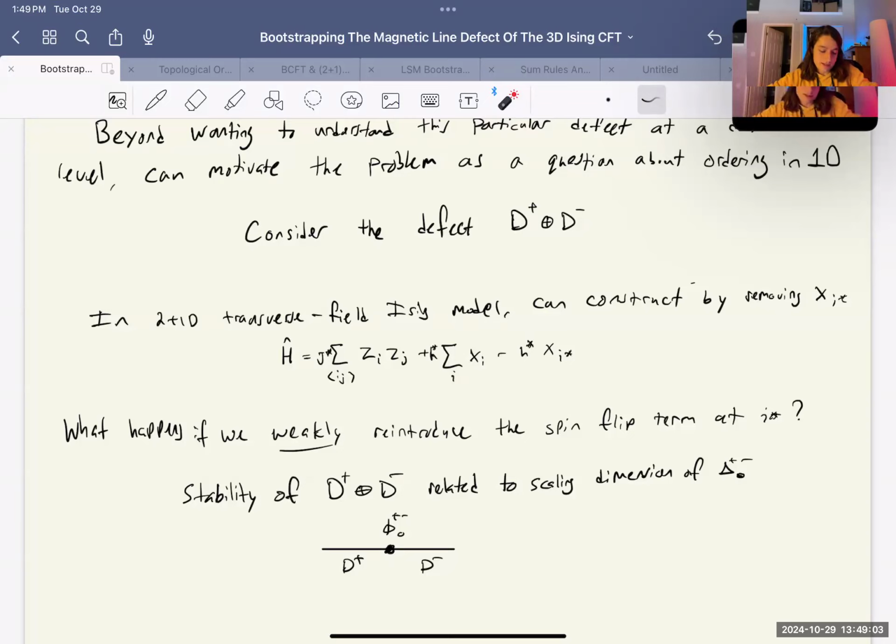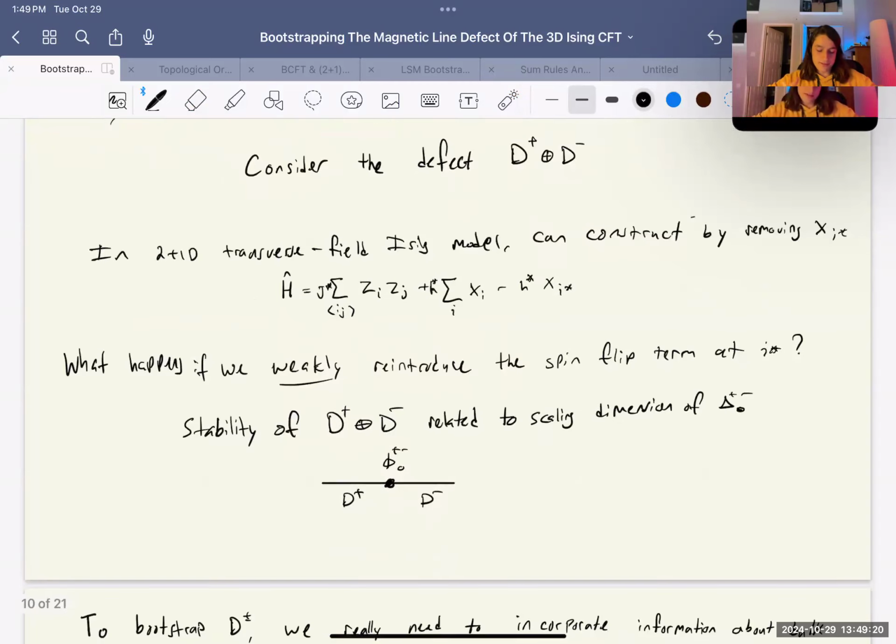And so now the question is, if we started this defect where X is exactly 0 at some site, and then reintroduce X weakly, only allow a small X perturbation, we're going to try to argue that this defect fixed point is unstable based on whether this small X perturbation destabilizes this X equals 0 fixed point. So at long distances, if it looks like there's some flow towards probably a trivial defect or something like that, then we would say that this fixed point is unstable.